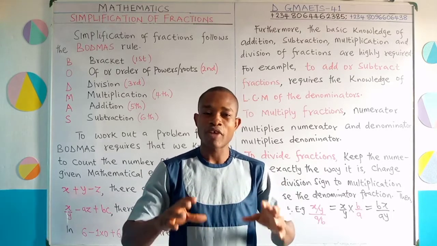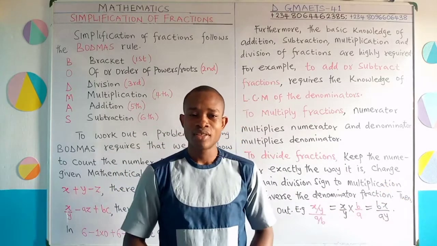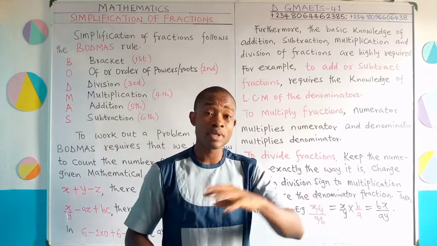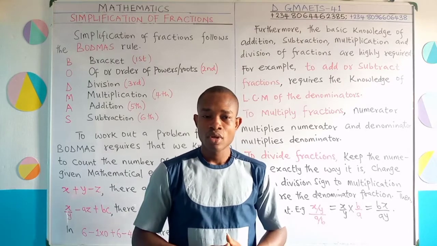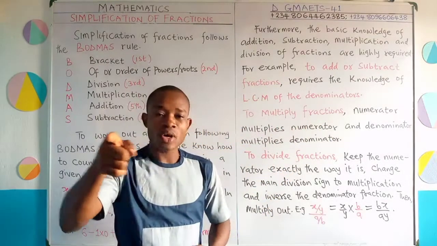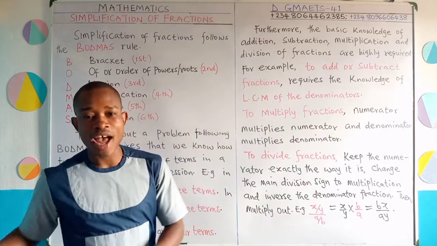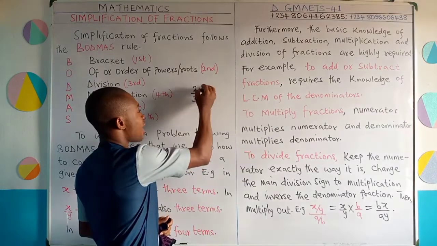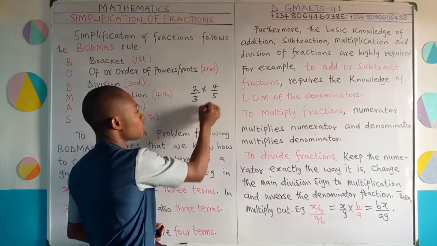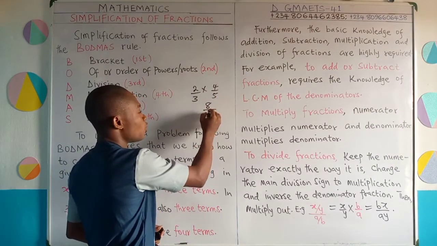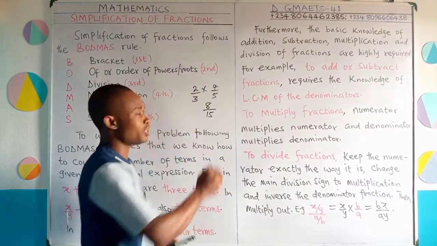You need the knowledge of LCM. You don't need to be told anymore. If you have fractions being added or subtracted, just go straight on, get the LCM of the denominator and work it out. What about multiplication? How do you multiply fractions? You multiply numerator to numerator and then denominator to denominator. It's a simple one. Just imagine that you have 2 over 3 times 4 over 5. Now to multiply, you do 2 times 4, which will give us 8, all over 3 times 5, which will give us 15. So numerator multiplied by numerator, denominator multiplied by denominator.